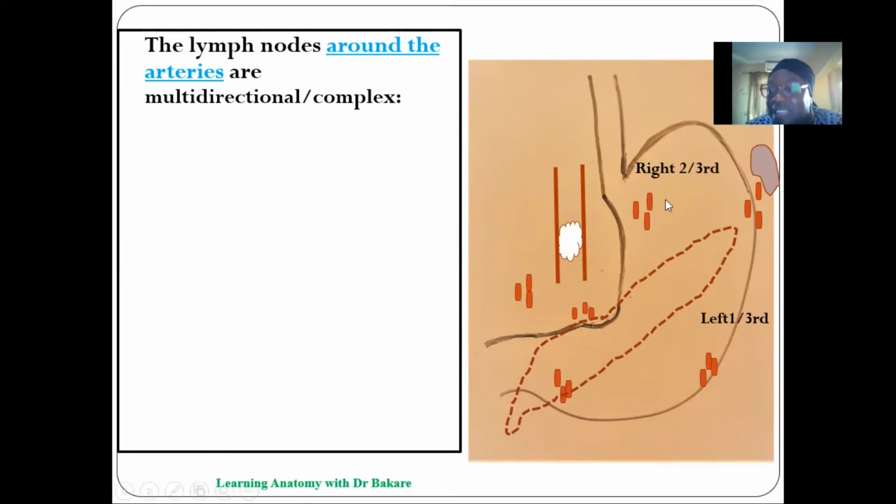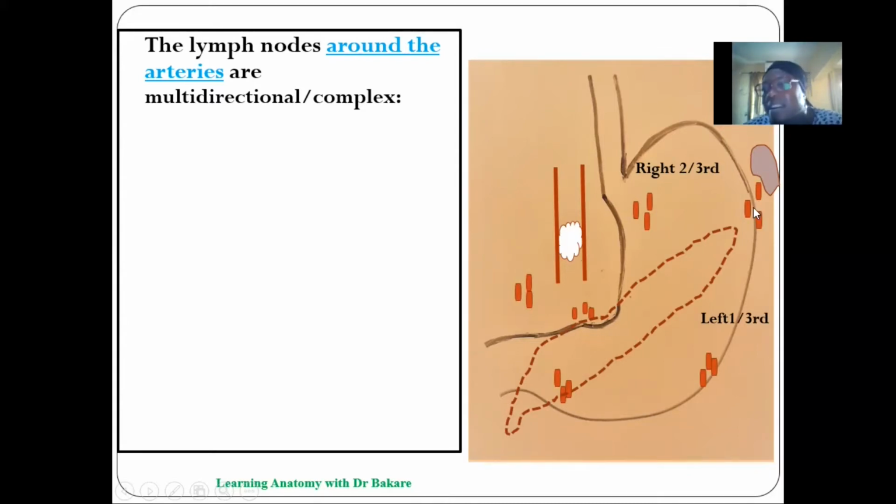First, we have the left gastric lymph nodes. This is the left gastric lymph node that is located along the lesser curvature of the stomach. And of course, it will drain the region around the upper region of the lesser curvature of the stomach. Then we have the right gastric lymph node that is located in the lower part of the lesser curvature of the stomach. Of course, it will drain the lower region of the lesser curvature of the stomach.